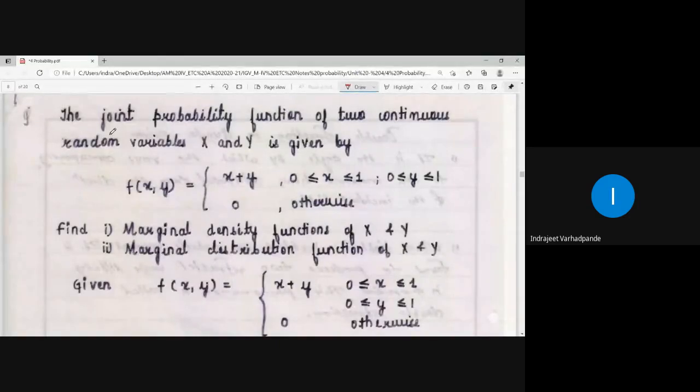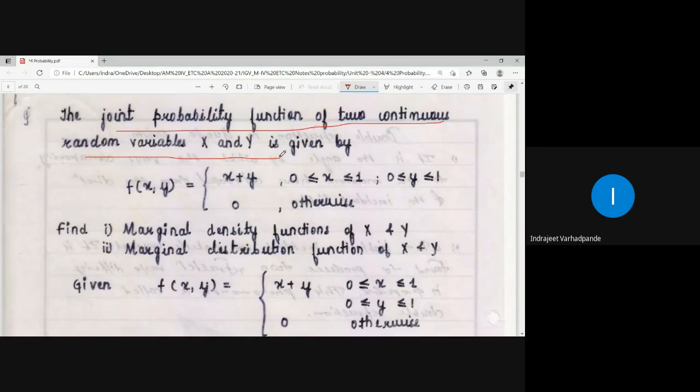Moving ahead with the background of the marginal distribution function for capital X, F1 of x, the marginal probability distribution function for random variable Y, which is F2 of y, and the calculation of the marginal density functions small f1 of x and small f2 of y, we solve this particular example. The joint probability function of two continuous random variables x and y.